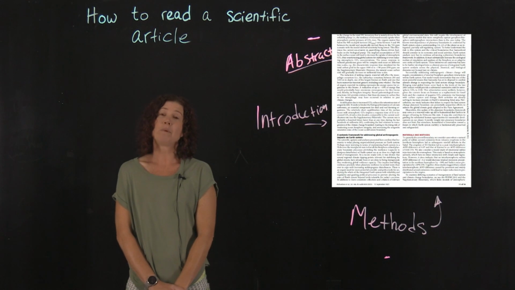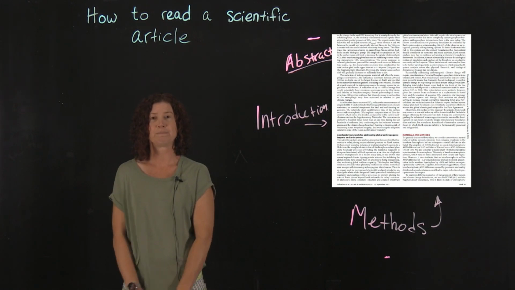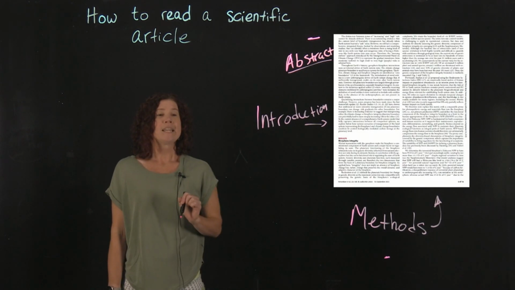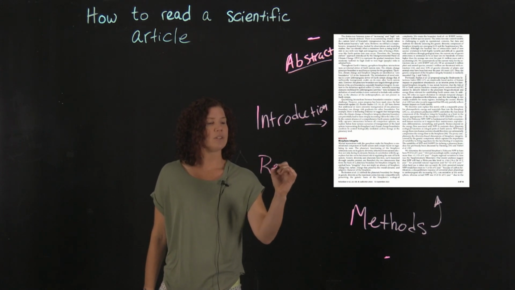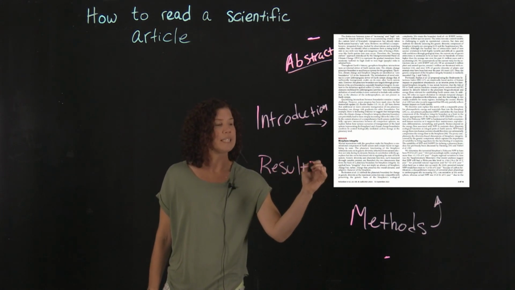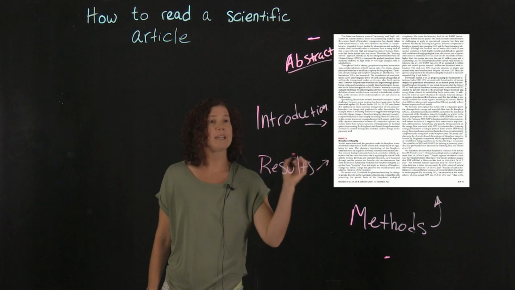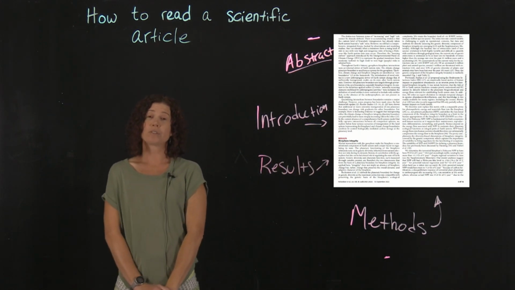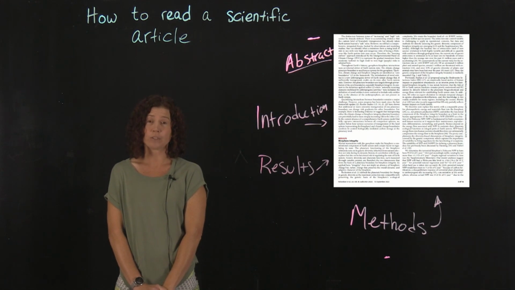Once you move to more advanced levels of science and you're trying to replicate studies, then those methods become a little bit more important for you. The next section is the results. The results is key because that is what they found. Often the results are really mostly a series of tables and figures that depict what they found and show you the data of what they found.